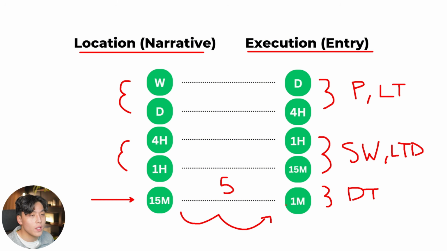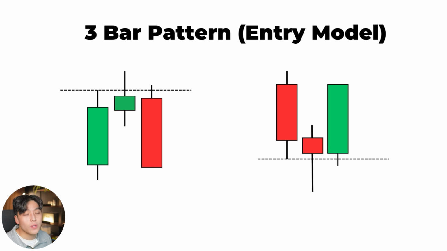If you're on the weekly chart, your execution can be on the daily. If you're on the 15-minute, your execution can be on the 1-minute time frame. As I mentioned, 2 time frames away. So now we understand the time frames that we're going to be using. I had to get that out of the way just to make that clear. Now we're going to talk about the actual confirmation entries and how to enter in a trade.